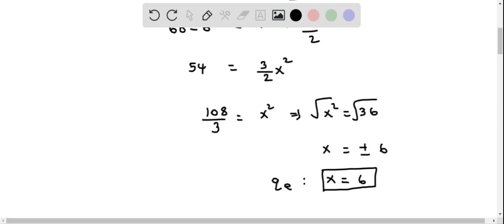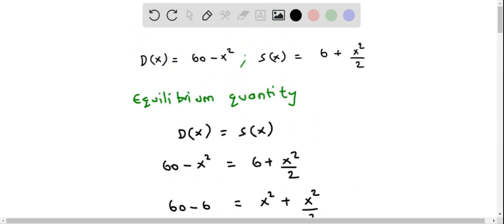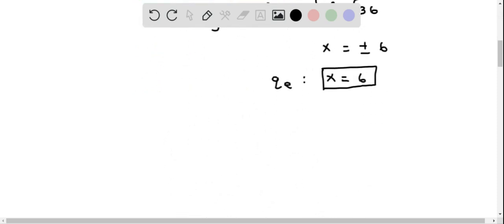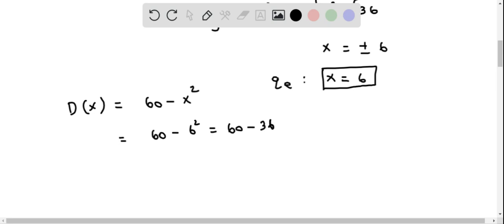Now we have to determine the equilibrium price, which we can find by substituting this equilibrium quantity either into the demand or into the supply function. So let's substitute into the demand function. We have the demand function d of x, and this equals 60 minus x squared. Substituting 6 for x, we get 60 minus 6 squared. This equals 60 minus 36. This equals 24. So this 24 represents the equilibrium price. Let's say this is PE.